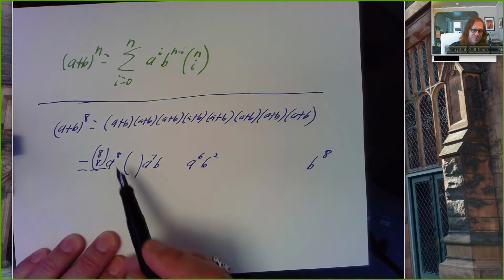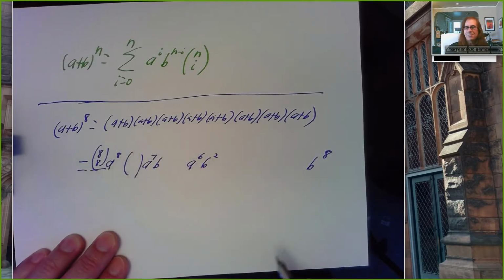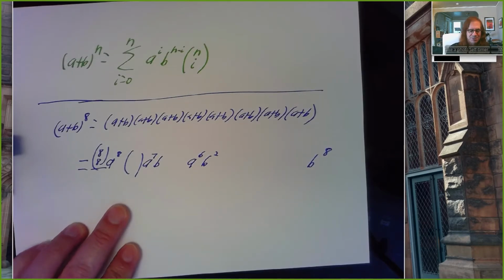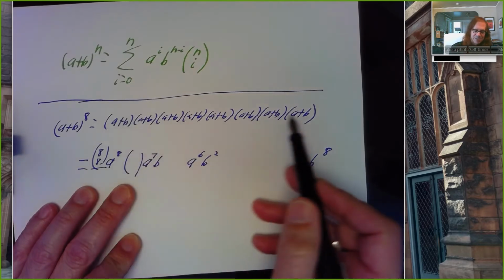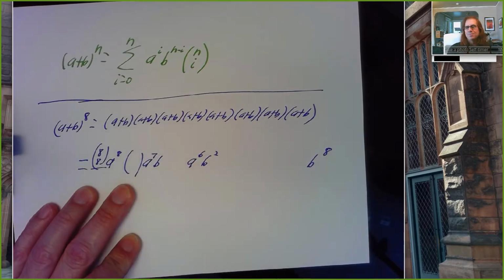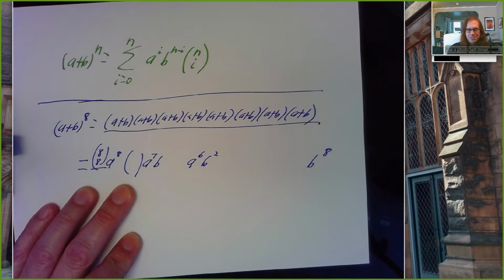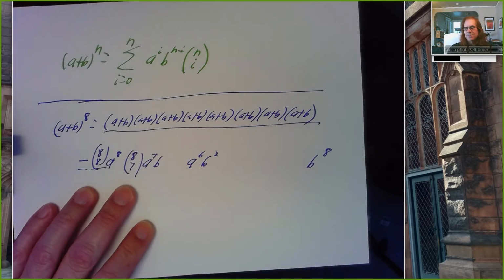And I could pick b from here or here or here or here or any of those. There's eight ways I can do that. But more generally, what are we doing? We're saying, I want to choose seven of these terms to pick an A from, and one to pick a B. So how many ways can I choose seven of these eight things to pick an A from? That's just 8 choose 7.